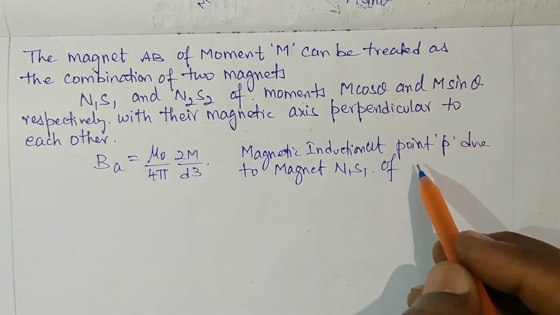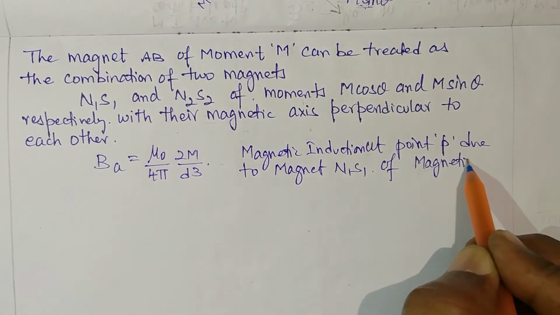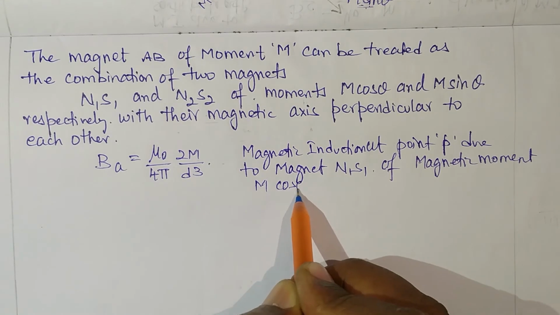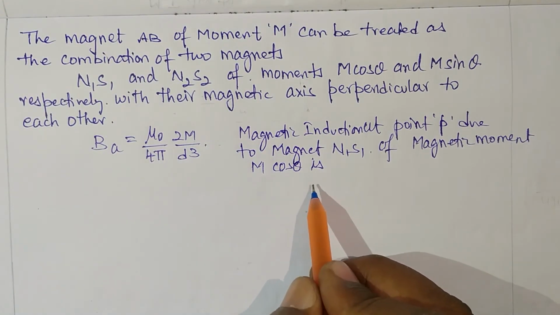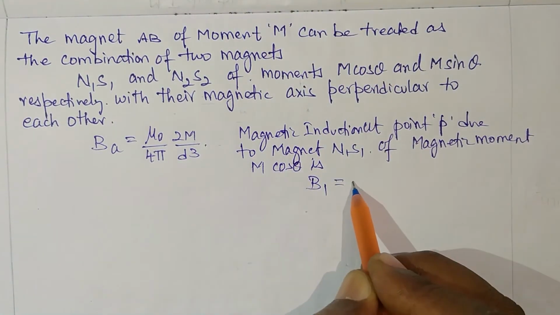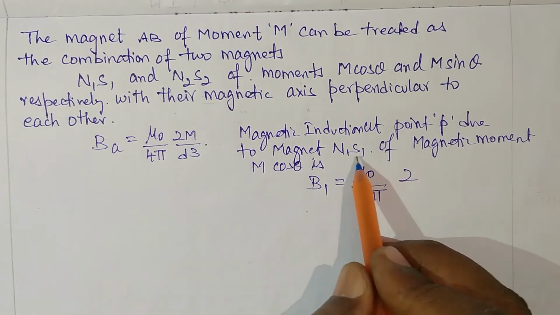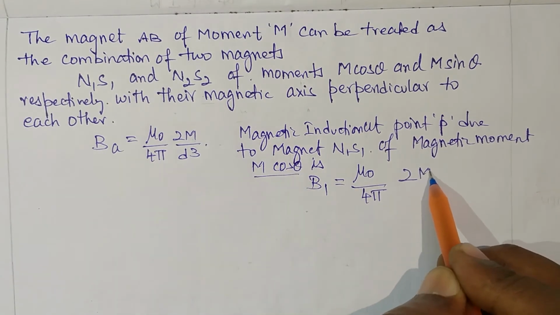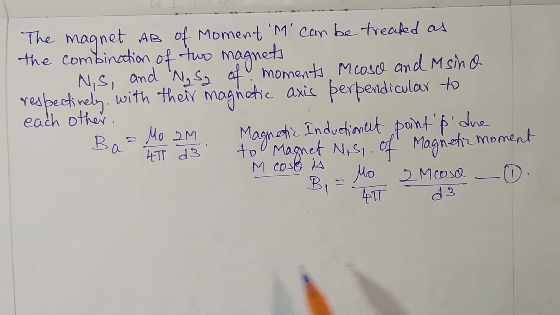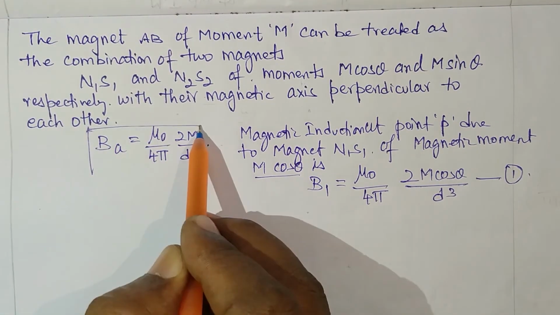It is M cos theta. So the N1S1 magnetic moment is M cos theta. Now what will be the magnetic induction for this? I will call this bar magnet 1. B1 will be equal to mu naught by 4 pi, 2 times, instead of M I have to write M cos theta, by d cube. I will name this as equation 1. Since the point lies on the axial line, I have used this formula.